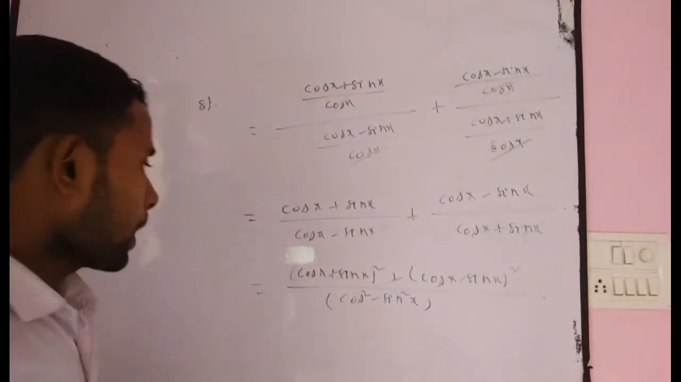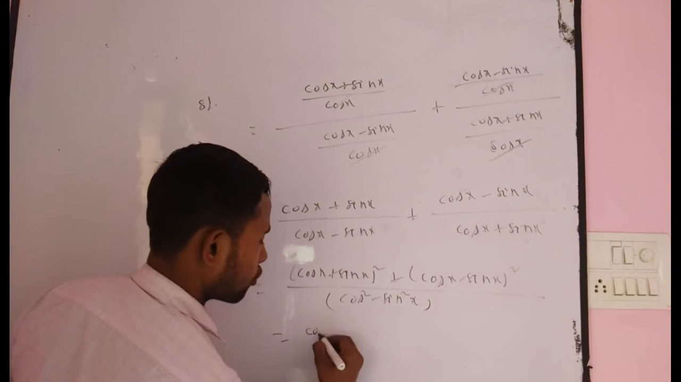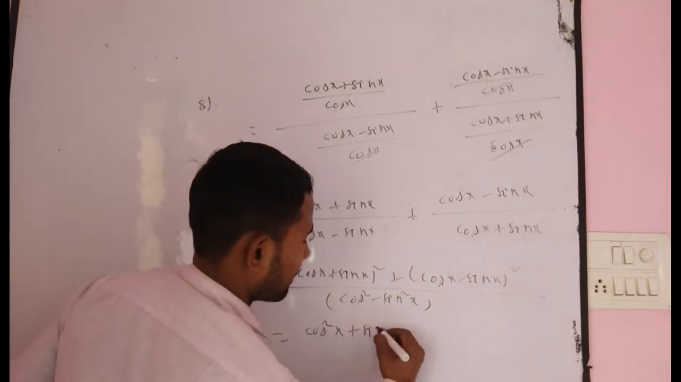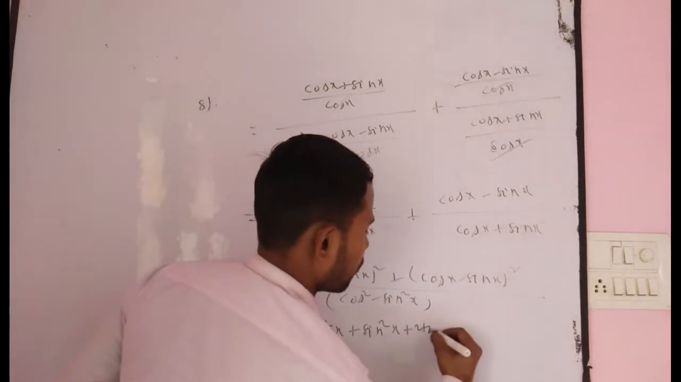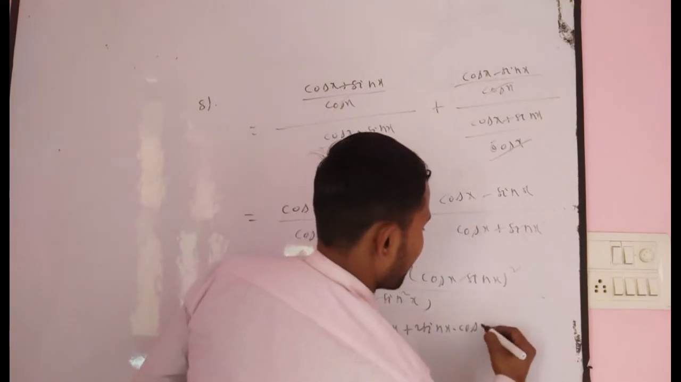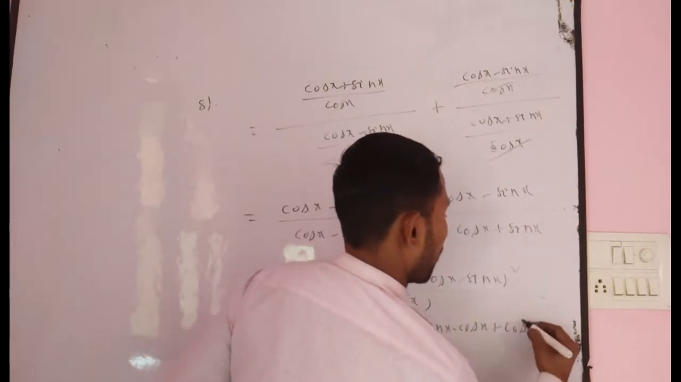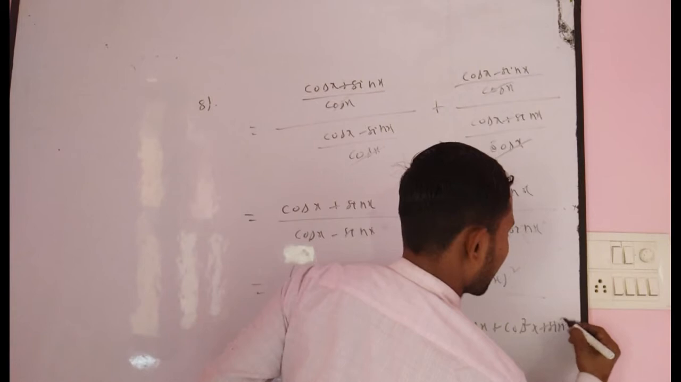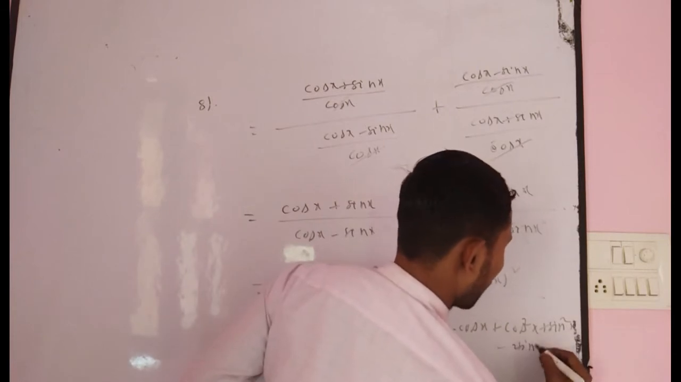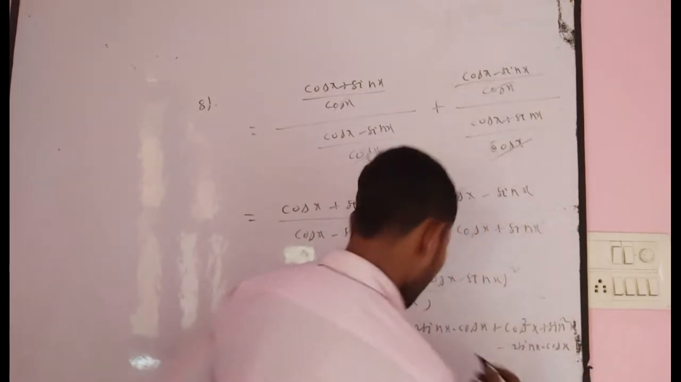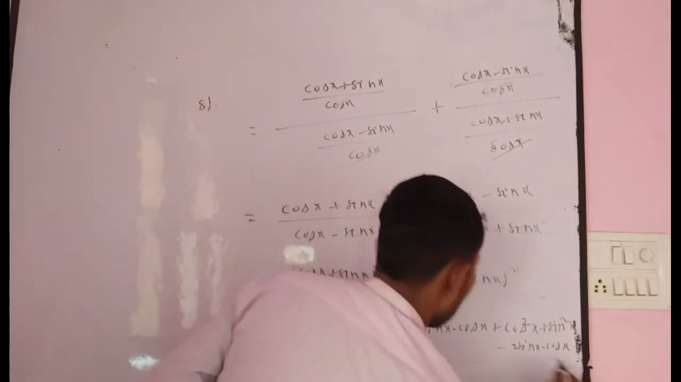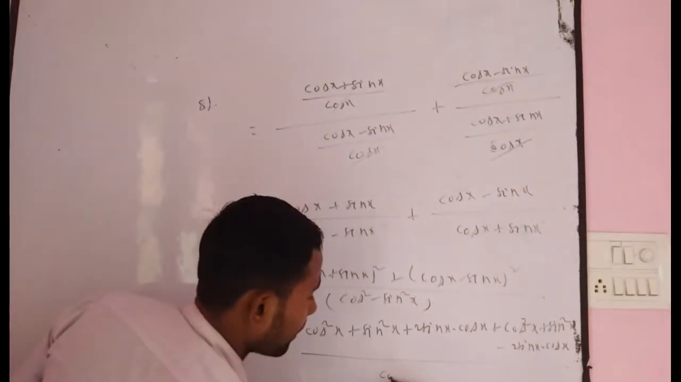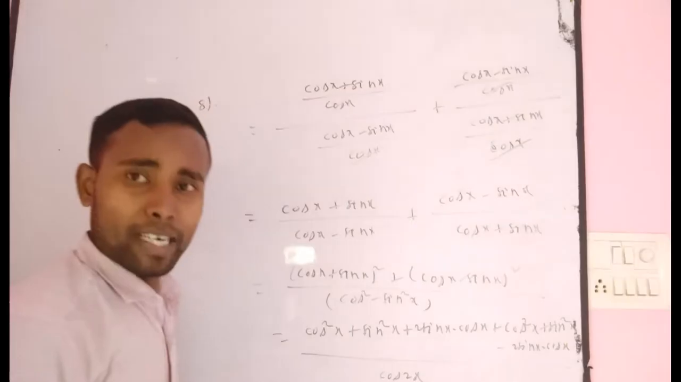In the numerator, if you simplify it, it becomes cos square x plus sin square x plus 2 sin x into cos x, and the denominator becomes cos square x plus sin square x minus 2 sin x into cos x. Divided by cos square x minus sin square x, which is equal to what? Cos 2x. I think you understand.